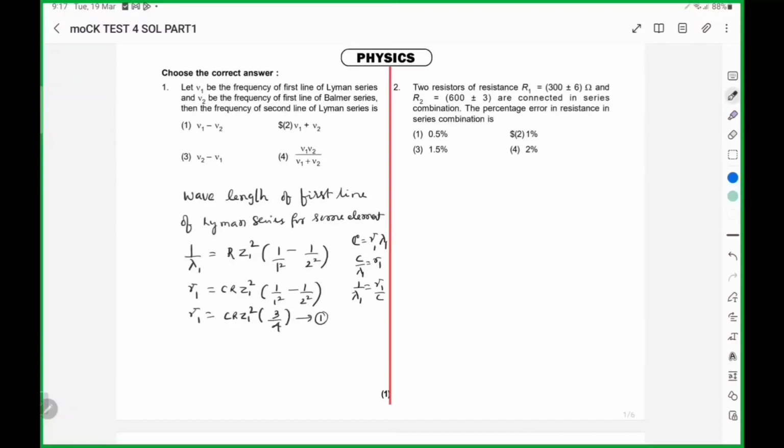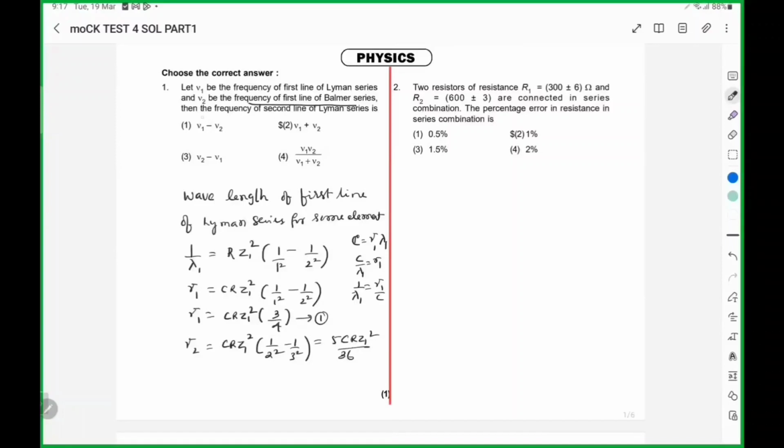So mu2 similarly, frequency of first line of Balmer series for same element, 9 minus 5. So here it is 5 C R Z1 square by 36.